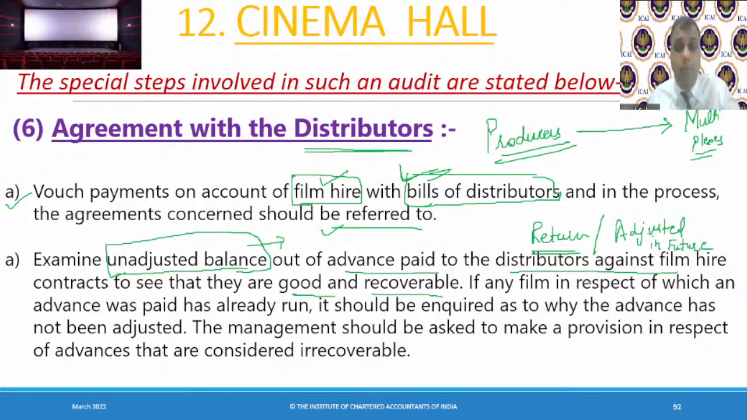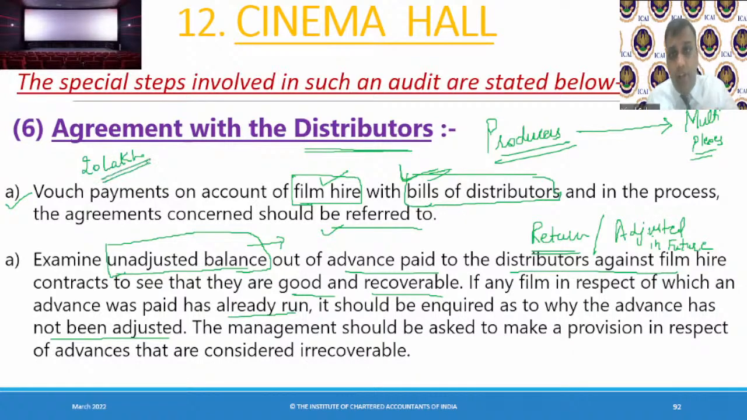If any film in respect of which an advance was paid has already run, it should be inquired as to why the advance has not been registered. So we should ask, for this particular film, this distributor, you gave them this much amount, 10 lakh rupees or 1 crore rupees, or say 20 lakh rupees as an advance.